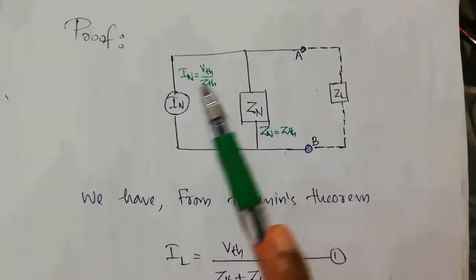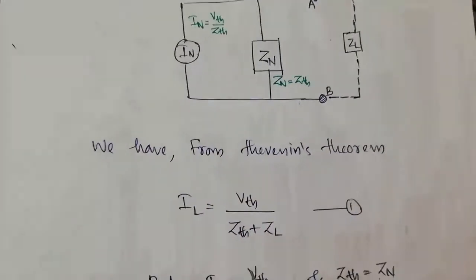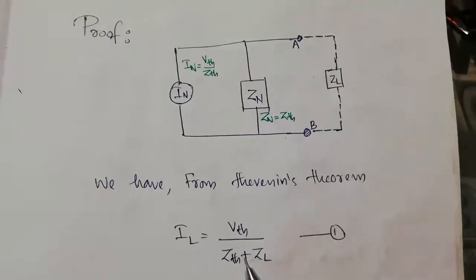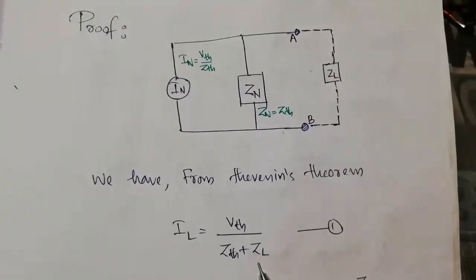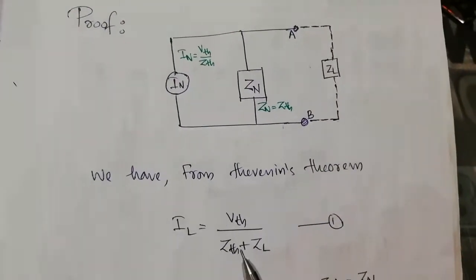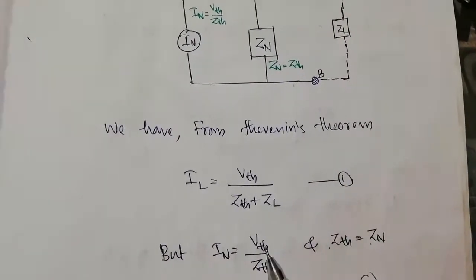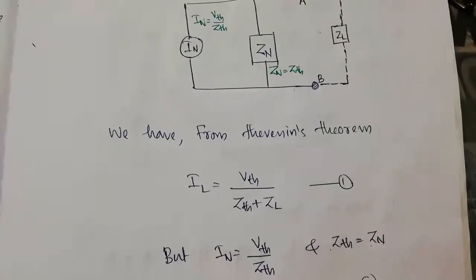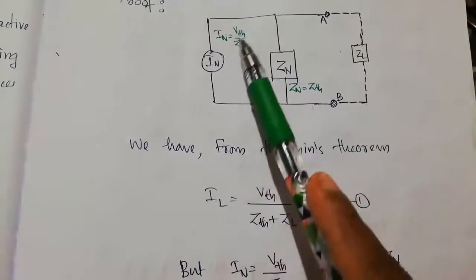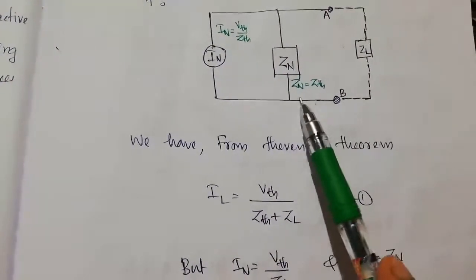So, proof for Norton's theorem. This is the equivalent circuit. Just remember one thing. We have the load current from the Thevenin's equivalent circuit: VTH by ZTH plus ZL is equal to IL. And ZTH is here same as that of ZN. And IN can be found out by VTH by ZTH. So IN is equal to VTH by ZTH, ZN is equal to ZTH.